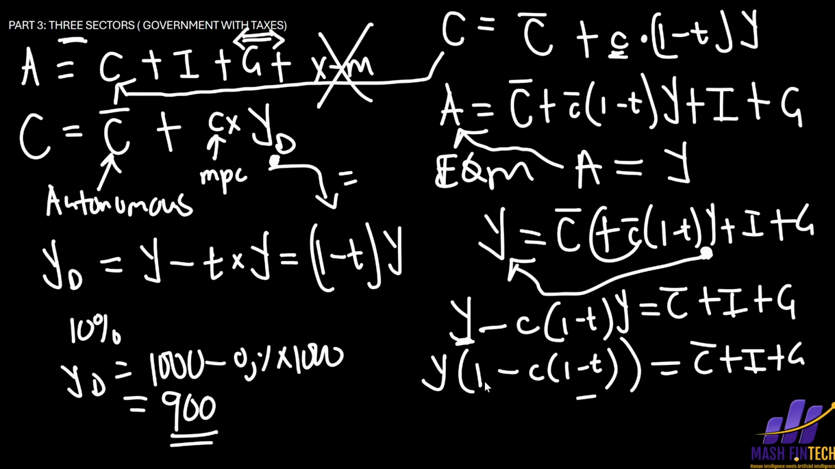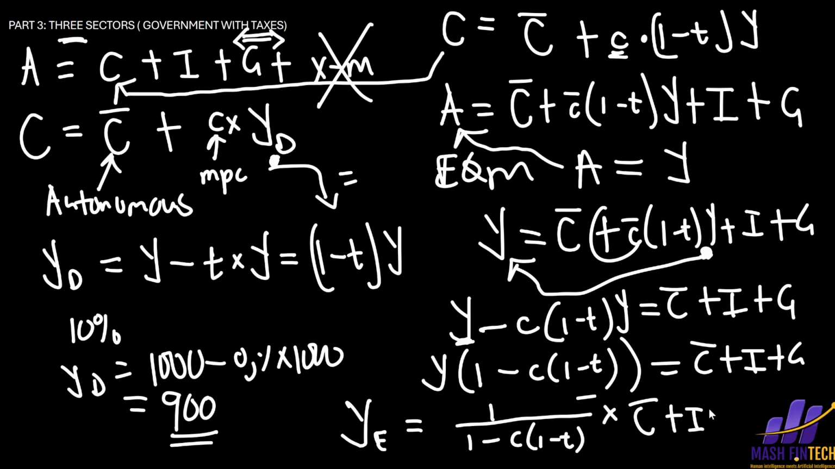So if we divide both sides by this, we are going to have our equilibrium level of income being equal to 1 over this function here, 1 over 1 minus c(1 minus t), multiplied by autonomous expenditure, total autonomous expenditure. Right?